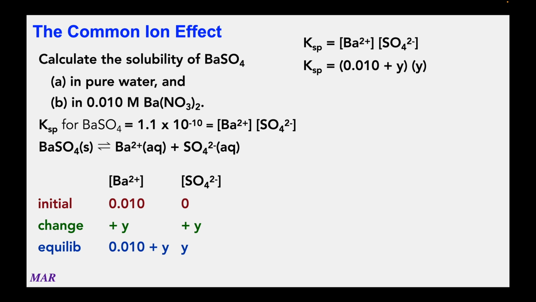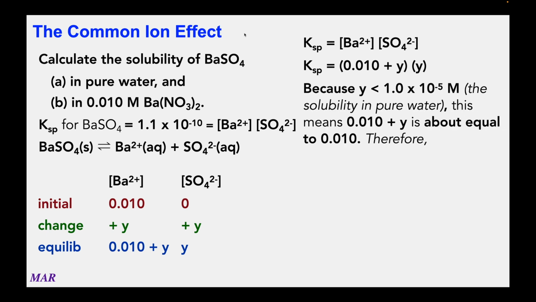Now, by default, this would be a quadratic formula. You'd have y squared plus 0.010y minus KSP equals 0, and you can go crazy. However, in the last example, the solubility was pretty small, 1.0 times 10 to the minus 5. And we just predicted that in the presence of barium, the solubility y should be an even smaller number. So probably it is quite all right by sig figs to ignore the plus y for barium. So barium will end up being just 0.010. You don't need to worry about that plus y. It's going to be incredibly small.